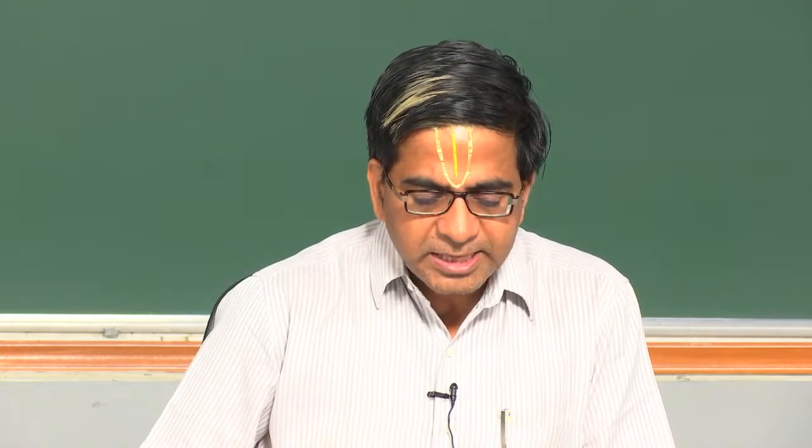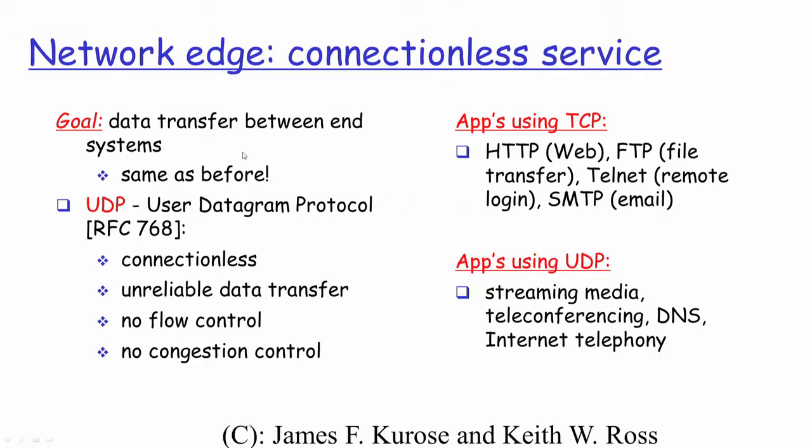With respect to the connectionless service, the objective is again to do the data transfer between end systems, but here I do not have an explicit connection setup like I have in the connection oriented service, and the most commonly used protocol in the transport layer for providing connectionless service is what is referred to as the UDP protocol, user datagram protocol. It is a connectionless service, there is no explicit connection created before I start doing the data transfer. It is an unreliable data transfer, there is no flow control or congestion control done in UDP.